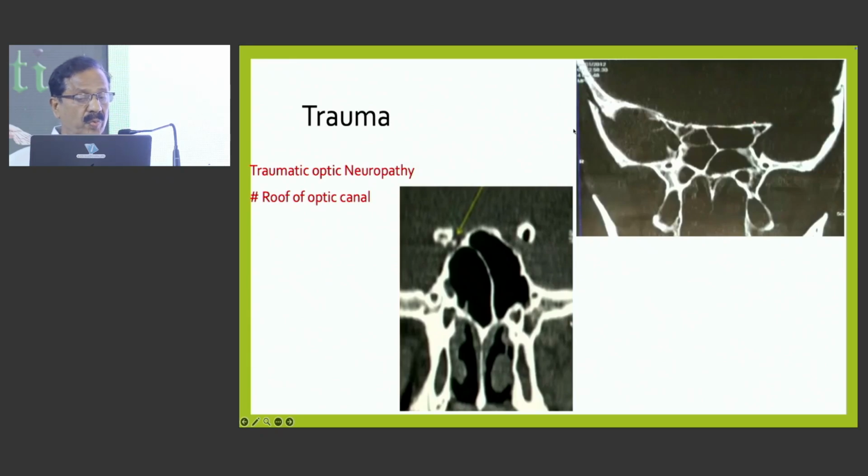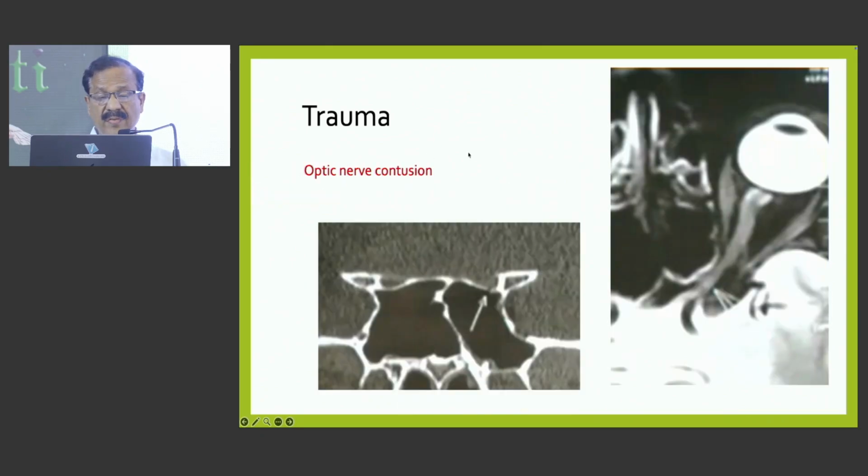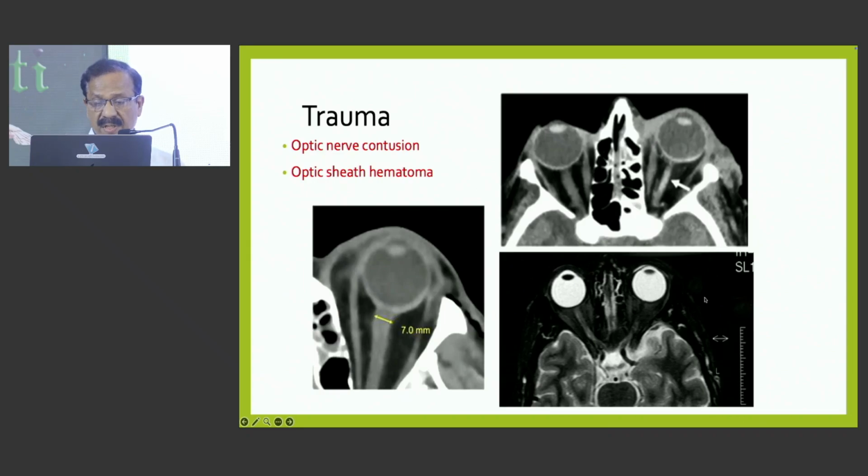Traumatic optic neuropathy, as Madam said, is a displaced fragment of bone in the optic canal, damaging the optic nerve. Roof of the optic canal damage, fracture. The fracture of the floor of the optic canal. Optic nerve condition can be seen in MRI as edema. Here also this is edema of the optic nerve in STIR sequences.